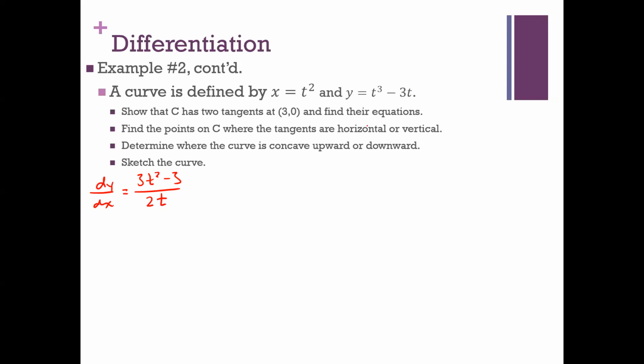So let's pick one of these first. Let's find where the tangents are horizontal. What does it mean if I have a horizontal tangent line? The slope is 0, right? So I think I can set dy/dx equal to 0, right? And that should give me the t values for where those points happen. So how do I solve things that look like this?